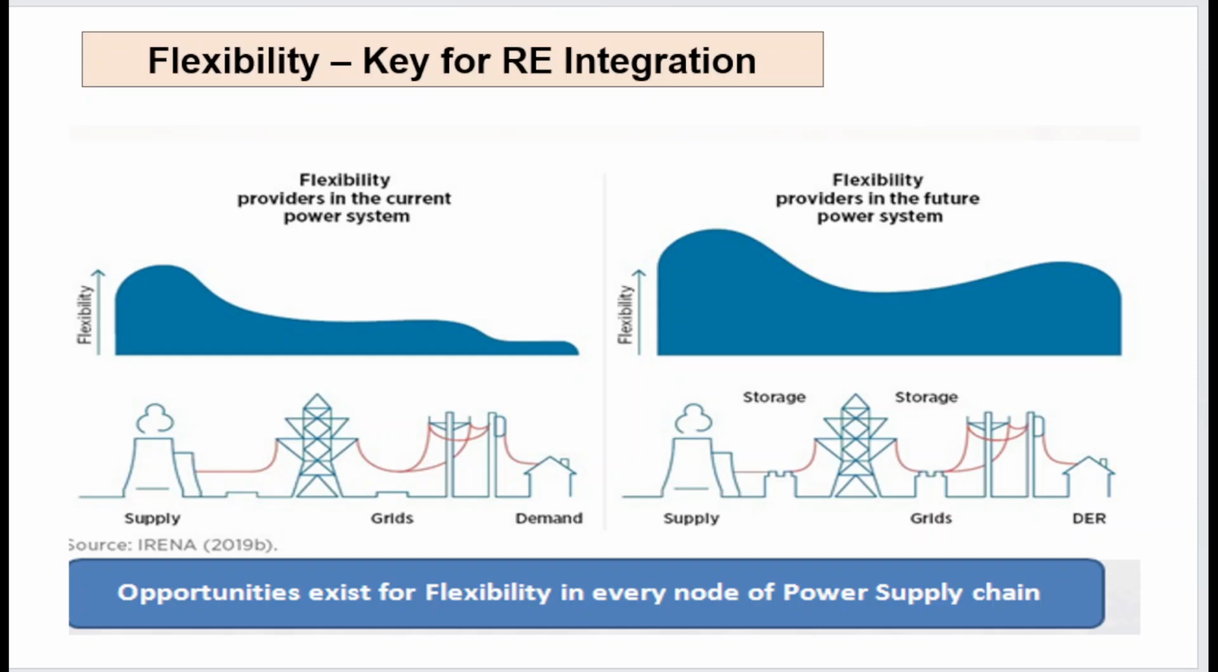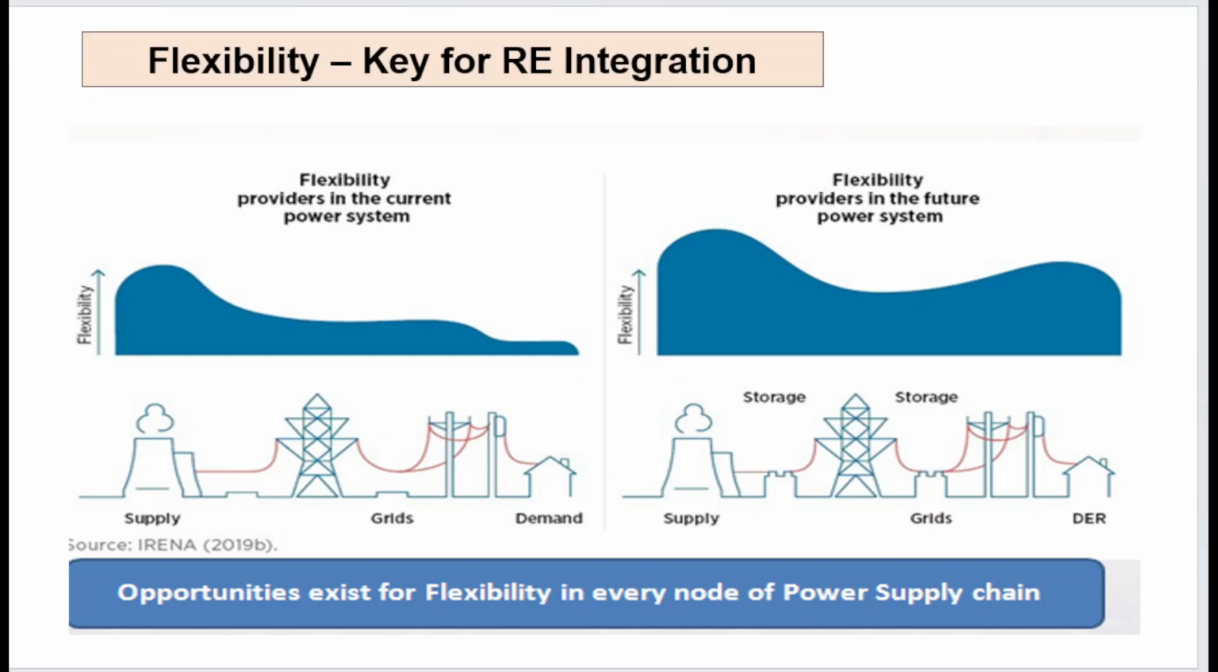Now, how do we overcome these challenges to facilitate the integration of renewable energy into the grid? The key is flexibility. This flexibility needs to be at the supply side, grid side, as well as at the distribution or demand side. Flexibility at the supply side is there through the conventional sources. Thermal plants, for example, can be backed down. So we have flexibility at the generation side in that we can increase or decrease the generation.